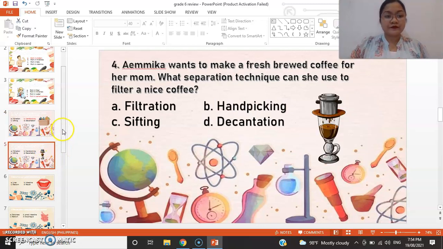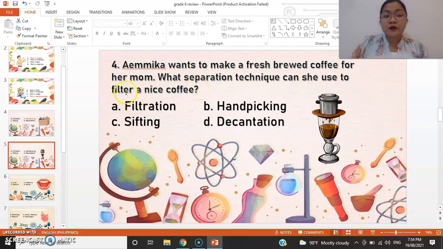Okay, number 4. Emika wants to make a fresh brewed coffee for her mom. What separation technique can she use to filter a nice coffee? Again, Emika wants to make a fresh brewed coffee for her mom. What separation technique can she use to filter a nice coffee?